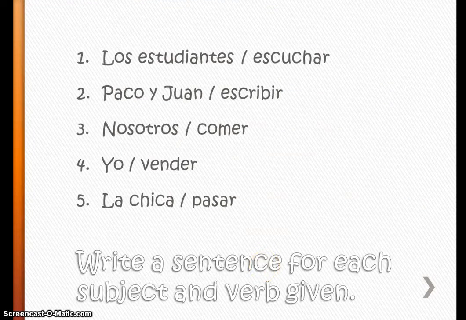Now, if you'd like to do a little bit of practice, go ahead and write a sentence for each of these subjects and verbs given.